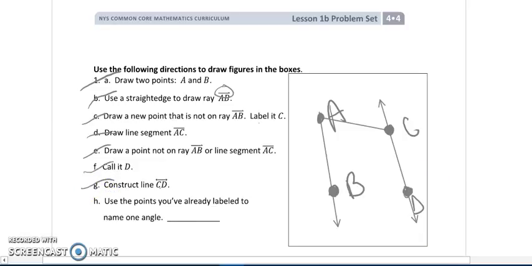Alright, don't forget to always pause if you need to catch up. And then use the points you've already labeled to give me one angle. So remember, angles are where 2 rays come together. So I can see that I have an angle right here. So this angle is C to A to B. If I connect the dots, I can see an angle right here, CAB. So I'm going to label it angle CAB.